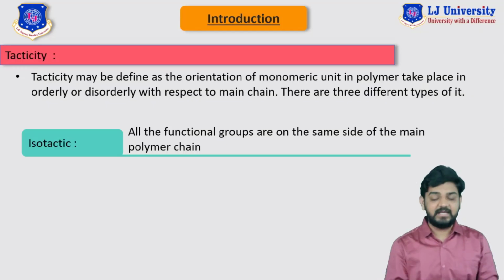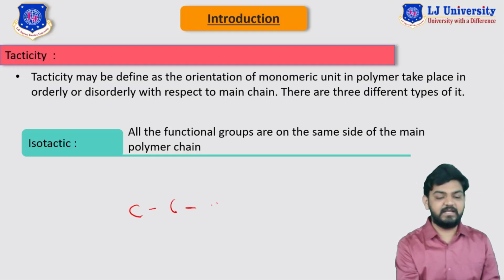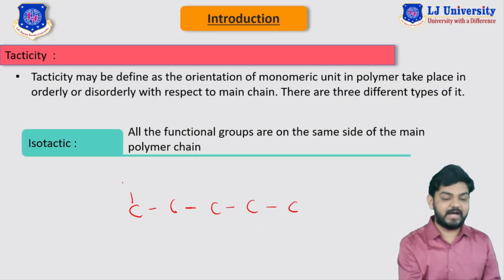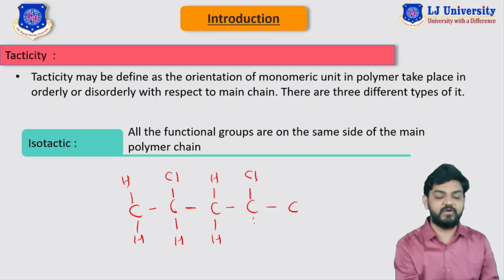To explain this, let me take one simple example of this carbon polymer chain. All the carbons are in a linear fashion like this. Now, these carbons are attached with their hydrogens. This particular carbon has one chlorine group on one side and hydrogen on the other side. Now, this has two hydrogens like this, while this carbon has one chlorine and one hydrogen. Now this last carbon will have two hydrogens like this.